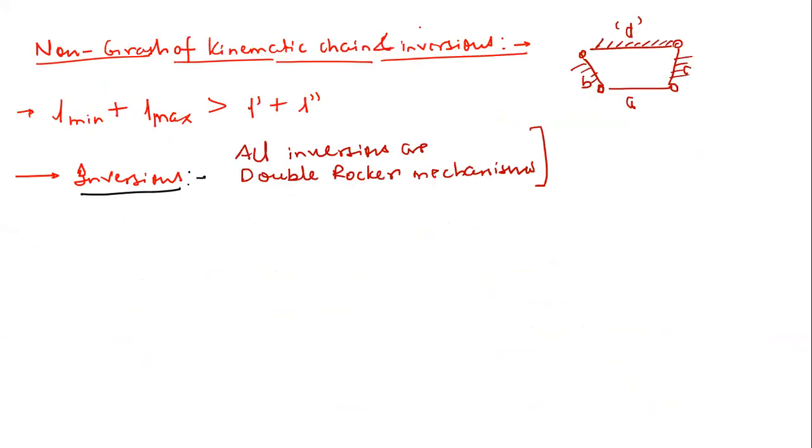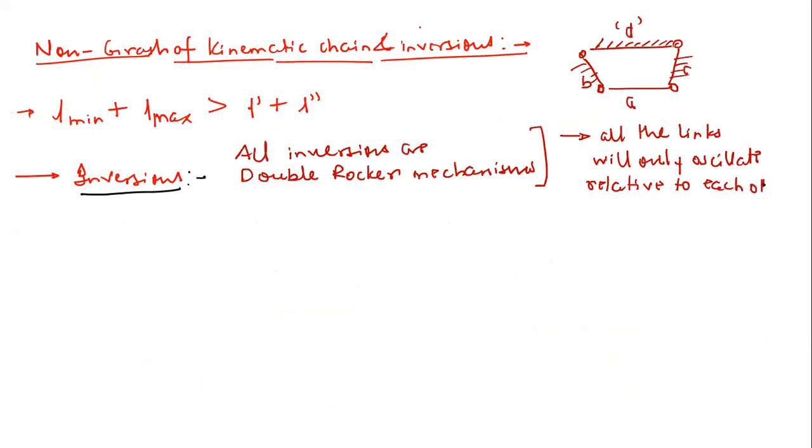But when you come to a non-Grashof kinematic chain, very important thing here, what happens? All the links will only oscillate with respect to each other. That means none of the links is going to make a complete rotation. So all the links are going to oscillate with respect to each other. That is very important.